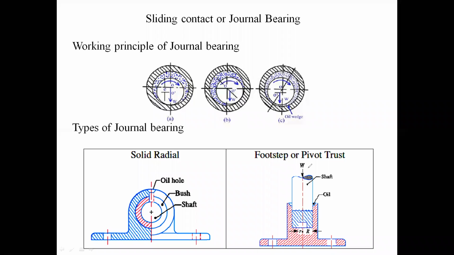In that footstep or pivot bearing, you will find that the load is along the axis of the shaft. The load is along the axis of the shaft.